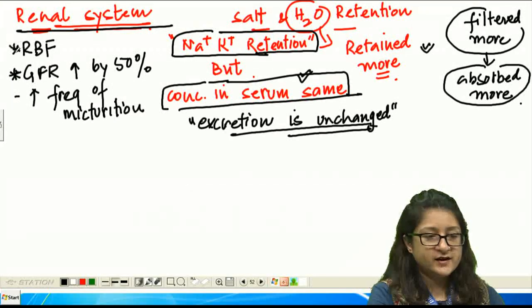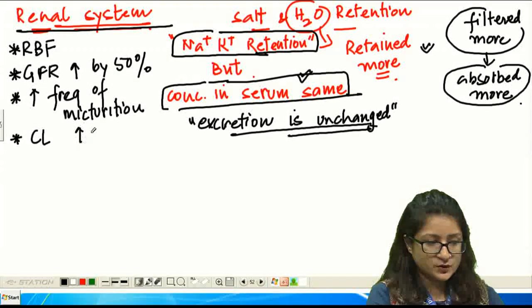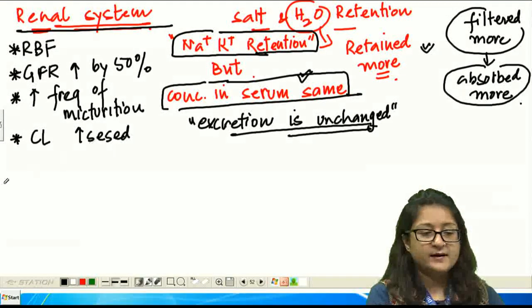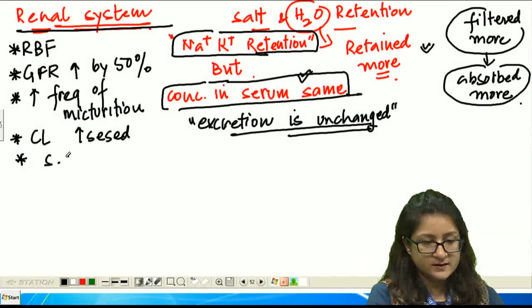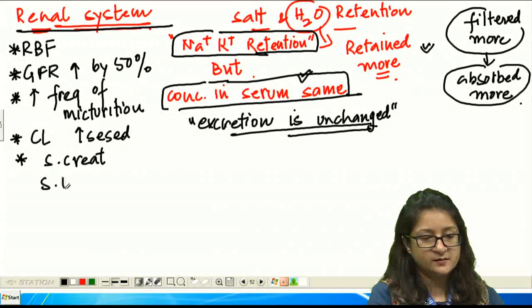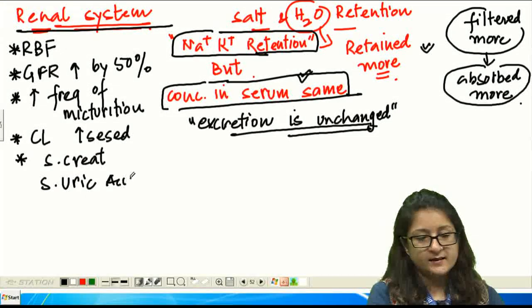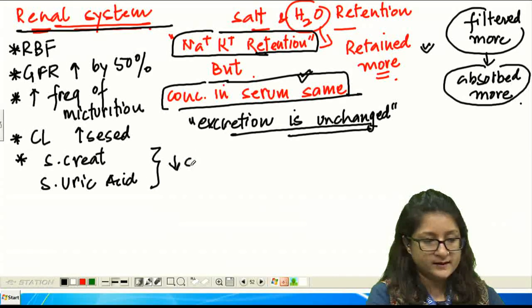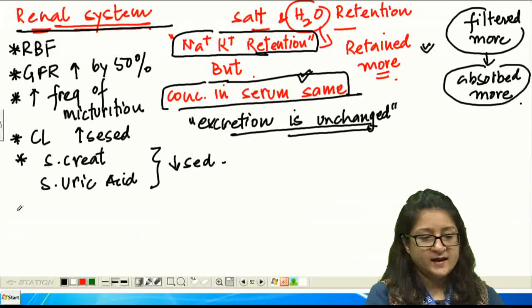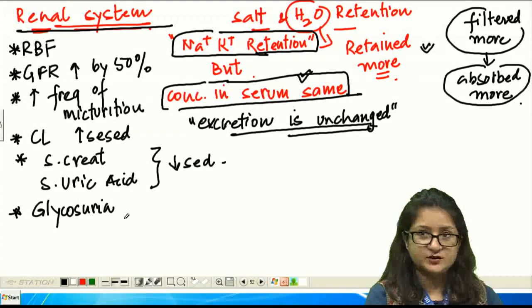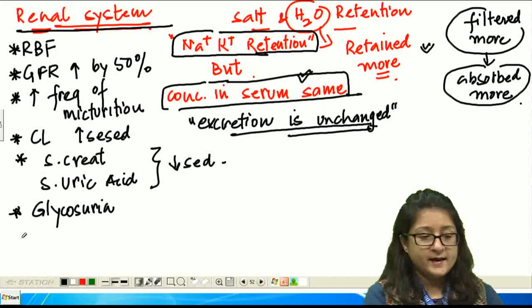Because of the increased GFR, what will happen? The creatinine clearance is also increased, right? Creatinine clearance is increased. So the serum creatinine and the serum uric acid levels are lower, they are decreased. There is glycosuria, which can be normal in pregnancy, but then obviously it has to be evaluated further.